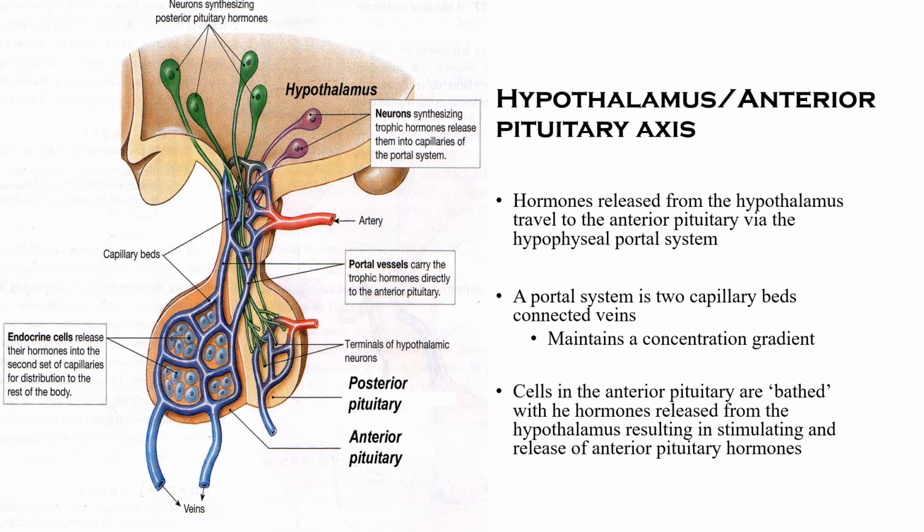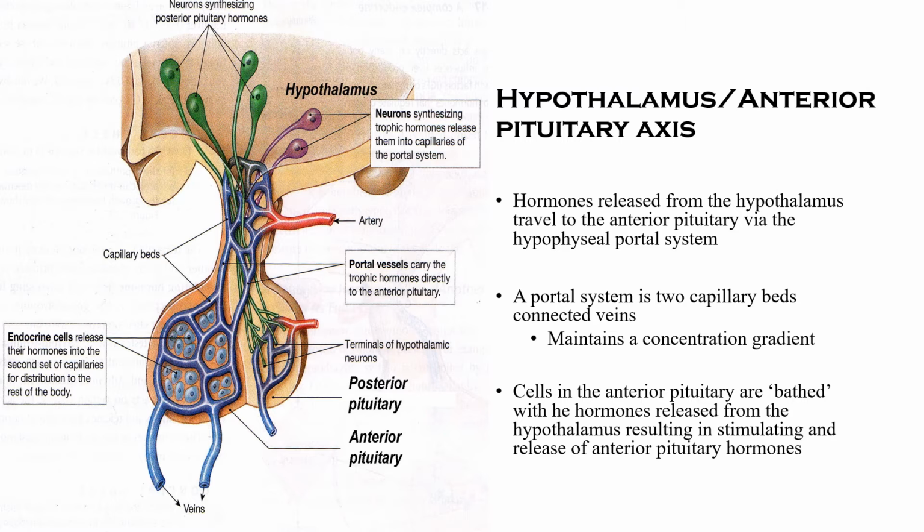So starting with the hypothalamic anterior pituitary axis, those peptide hormones that are released from the hypothalamus travel to the anterior pituitary via what's called a hypophyseal portal system. And a portal system is just two capillary beds that are connected by veins, and the function of a portal system is just to maintain a concentration gradient.